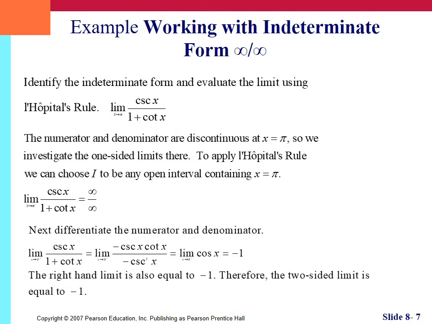The derivative of cosec x, I hope you remember, is minus cosec x times cot x, and the derivative of 1 plus cot x in the denominator is, the derivative of 1 is 0, and the derivative of cot x is minus cosec squared x. And if we simplify, one of the cosecs will cancel out from the denominator, and you will have a limit of cot x over cosec x, which simplifies to the limit of cos x only as x approaches pi, which is minus 1.